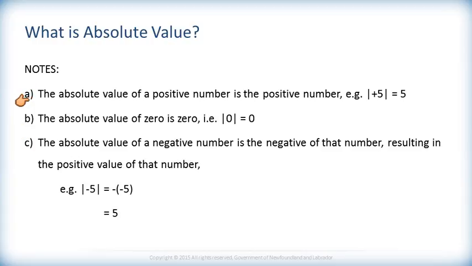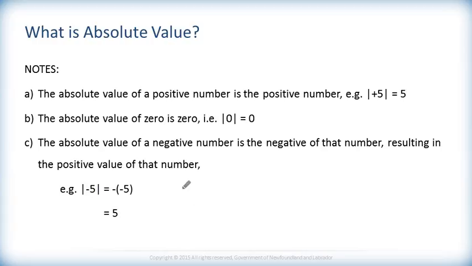Some special notes here. The absolute value of a positive number is the positive number. So in other words, the absolute value of a positive number is that number itself. The absolute value of 0 is 0 because it's no units away from 0 on the number line. The absolute value of a negative number is the negative of that number, resulting in the positive value of that number. So for example, the absolute value of -5 is equal to, we know it's equal to +5, but that's the negative of the -5 that was inside here.